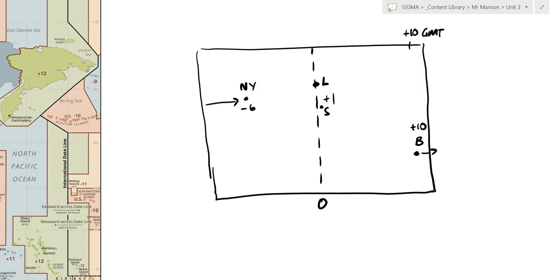New York is -16. Because when we cross over this point here, which is the IDL, the international date line, if we cross over in this direction, we lose a day, -24 hours. If we cross over in that direction, +24 hours.